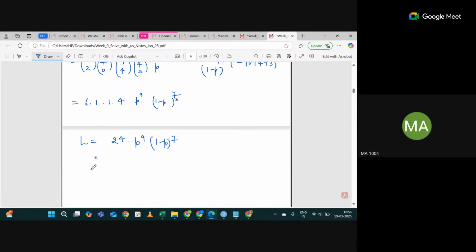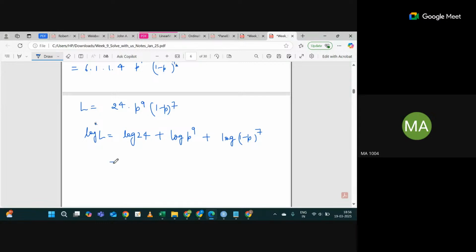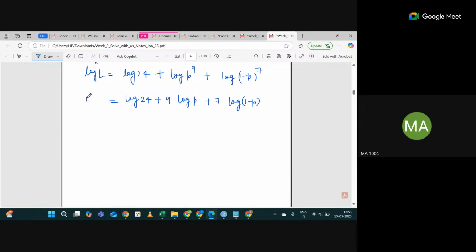Now what is the next step? You have to take the log. So naturally it will be log of 24 plus log of P raised to the power 9 plus log of (1 minus P) raised to the power 7. Right? Then it will be log of 24 plus 9 log P plus 7 log(1 minus P). Correct? Then what is the next step?